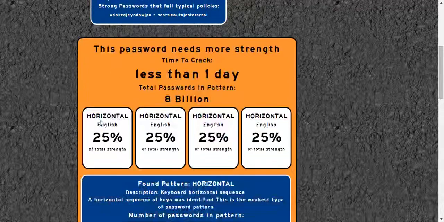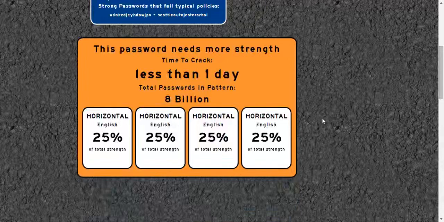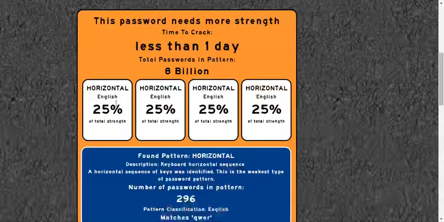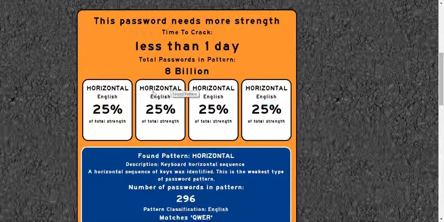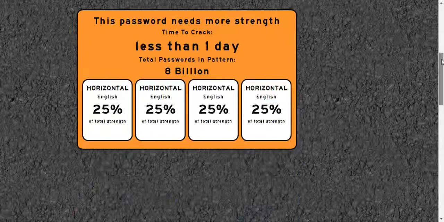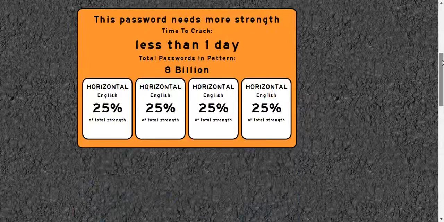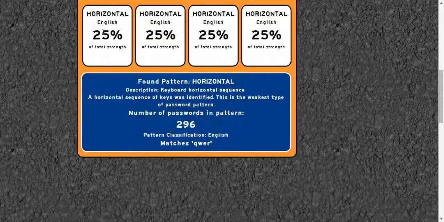So here you'll see it found 4 patterns. They're all horizontal keyboard patterns, and they give you a little bit of information of how much that pattern contributes to the overall strength of your password. And if you want some more detail on each pattern, you can hover over it and see, this was QWER. There's only 296 passwords in this pattern, not very strong.